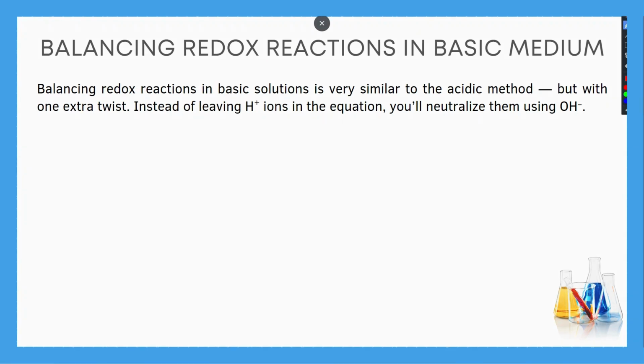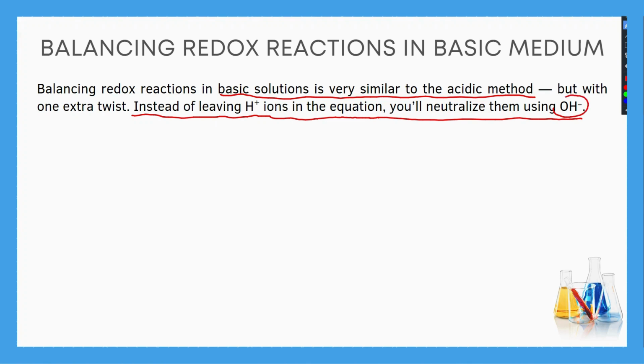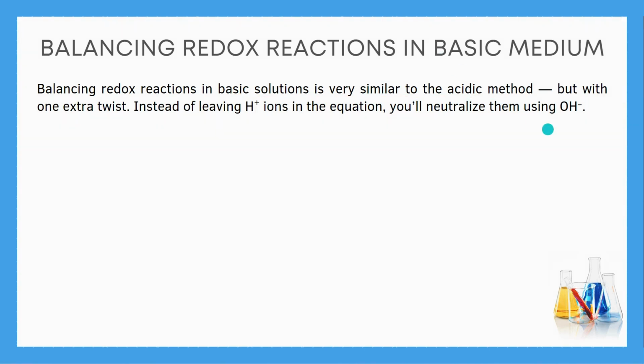So basically, by way of introduction, it is important to know that balancing redox reactions in basic solutions is very similar to the acidic method. We just did the acidic method in the previous video in this series, but there is one extra twist for the basic medium. Instead of leaving H plus ions, or hydrogen ions, in the equations, you will neutralize them using the hydroxyl ion. I'm going to show you exactly how we'll carry that out, and then we'll move on into what we have for today.